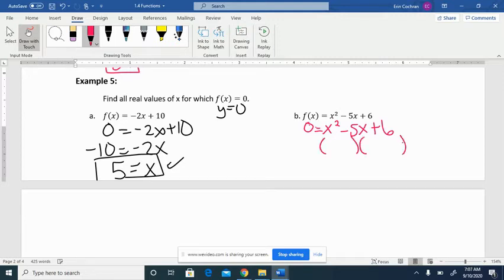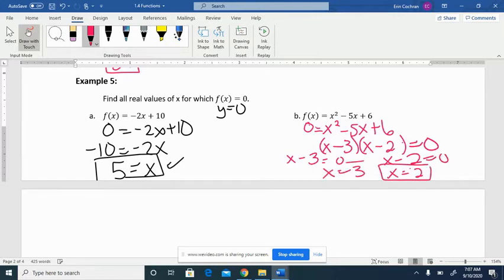Okay, so x times x. What times what is a positive that adds to be a -5, so 2 negatives. We have a -3 and a -2. Now we factored it, but we haven't solved it yet. And since we have an equal sign, we actually have to solve. So we're going to take x minus 3 equals 0 and x minus 2 equals 0. So x would equal 3 and x would equal 2. So x could have 2 values when y is 0.